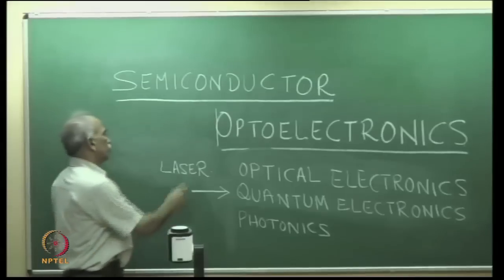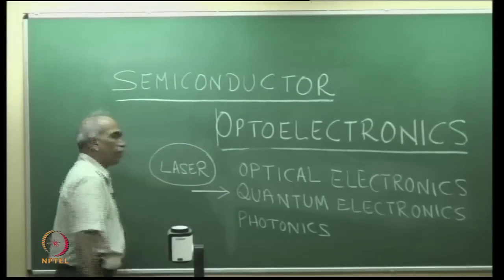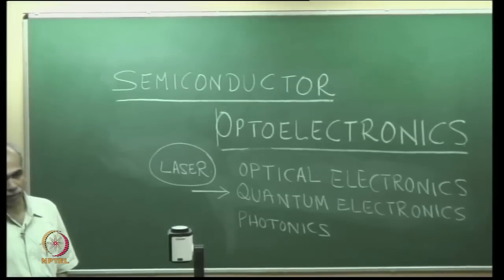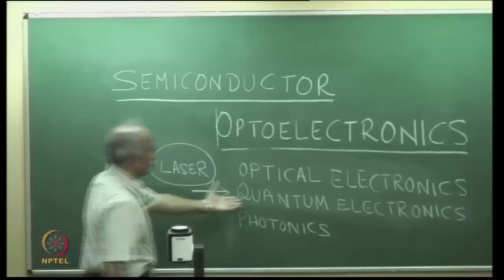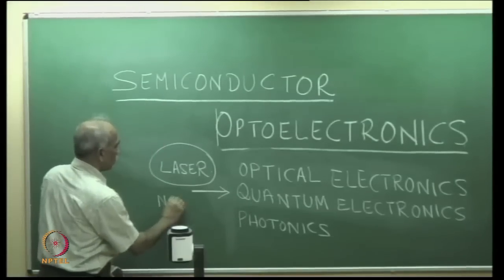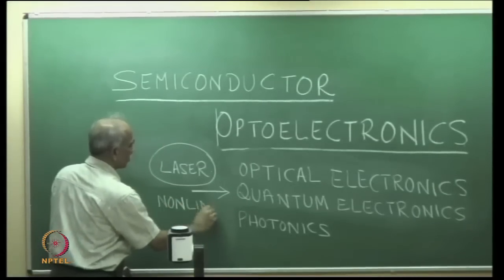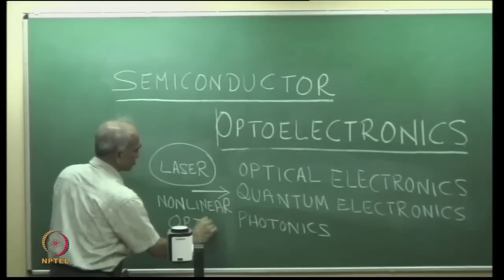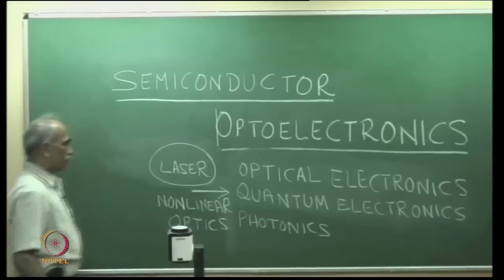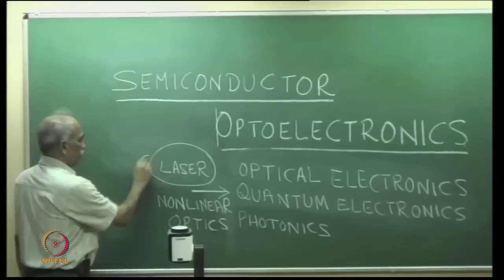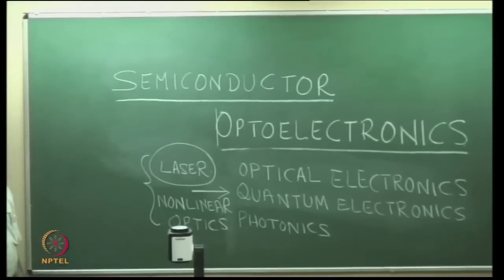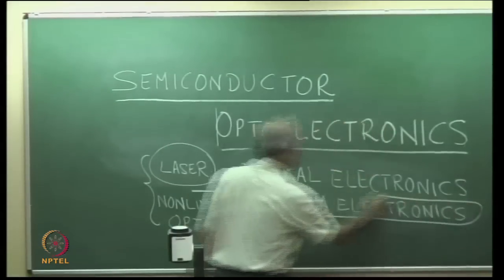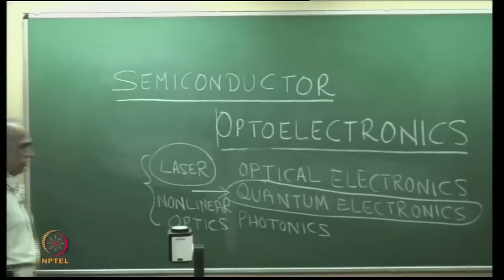The principle of working of a laser is explained from the theory of interaction of radiation with matter. Quantum electronics also includes nonlinear optics. Lasers and nonlinear optics combined together would encompass quantum electronics.